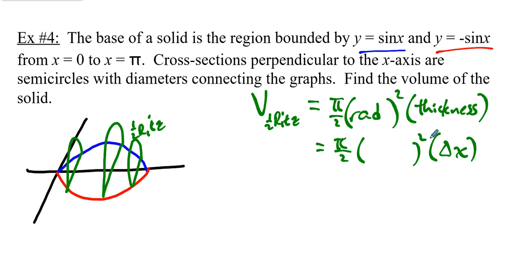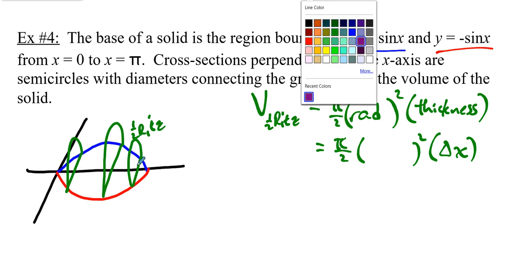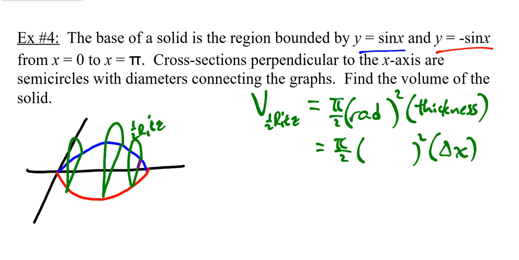The question is, what's the radius of this half a Ritz cracker? Well, the radius appears to be from the x-axis up to the blue curve. From the x-axis up to the blue curve, that's sine x. And that's true whether we're dealing with this cracker or this cracker or this cracker. They're all the same.